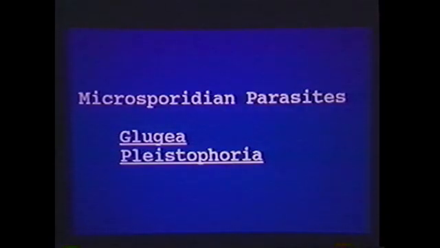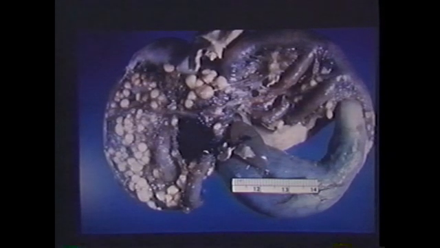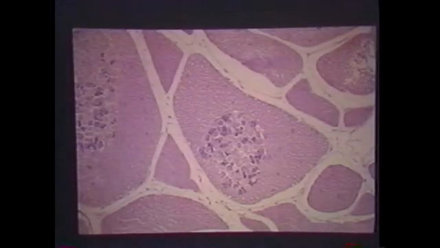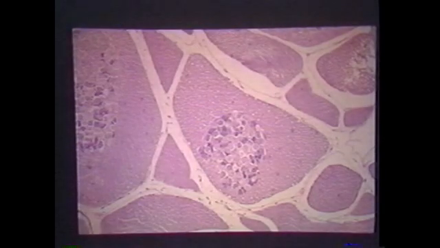Microsporidian parasites, such as Glugea and Pleistophora, are very common in fish. These organisms, such as Glugea, will cause prominent proliferation of cells, causing almost tumor-like growths or xenomas present within serosal surfaces of fish. Pleistophora, on the other hand, will cause prominent proliferation of organisms in muscle, but not the hypertrophy that we saw in Glugea.